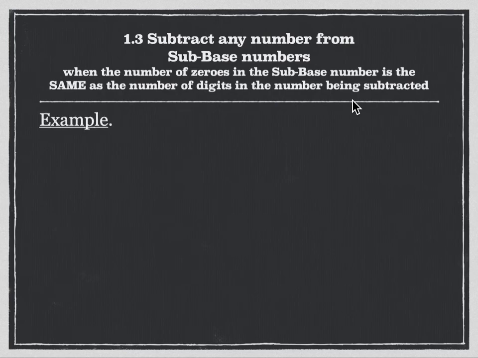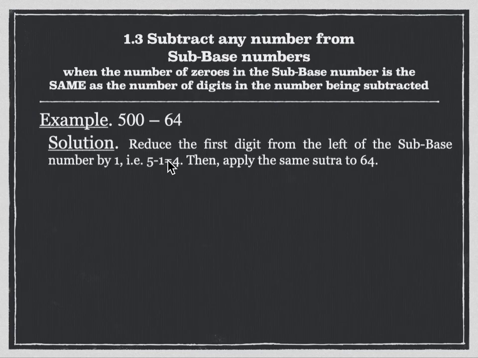So for instance, say we have 500 minus 64. This is a sub-base number. This is 100 times 5. How do we do this? We're going to first reduce the first digit. This is automatic. From the left of the sub-base number, that's the leftmost digit of 500, the 5, we're going to deduct 1 automatically. So 5 minus 1 is 4.